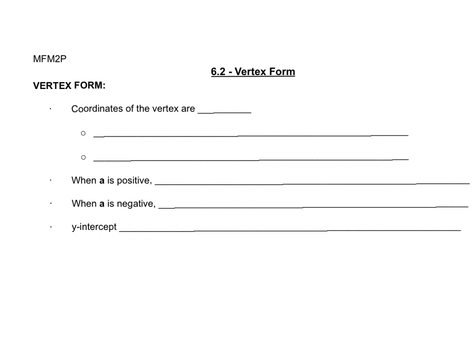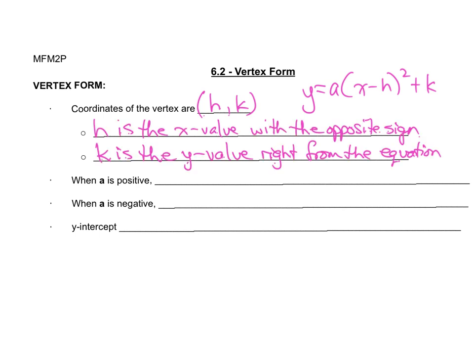So the coordinates of a vertex from vertex form, of course, are (h, k). h is the x value of the vertex, and it comes from the equation, but it has the opposite sign. So we get the h value from this part of the equation here, but it's negative h in the equation, which means it flips the sign in the vertex. And the k value just comes right from the equation, and it keeps the same sign, and that is the y value of the vertex.